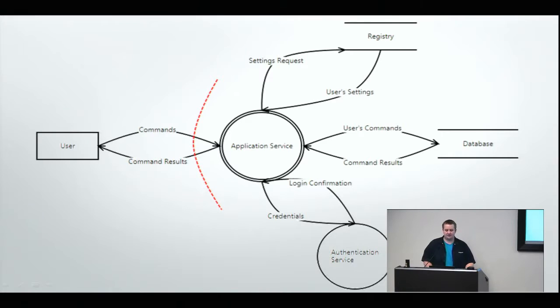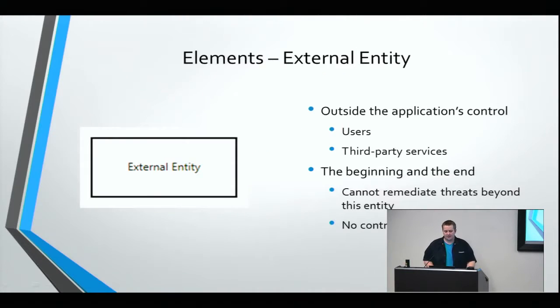So here's that same model from before. So just take one more look at it. We're going to go ahead and break down each of these elements. So the first one is an external entity. It's represented by this box here. These are standard symbols for threat modeling. These are used across the board. You'll see these everywhere. They're pretty universal.